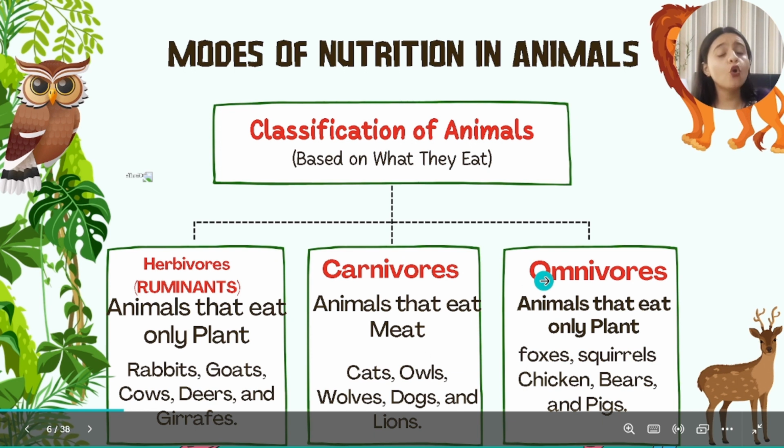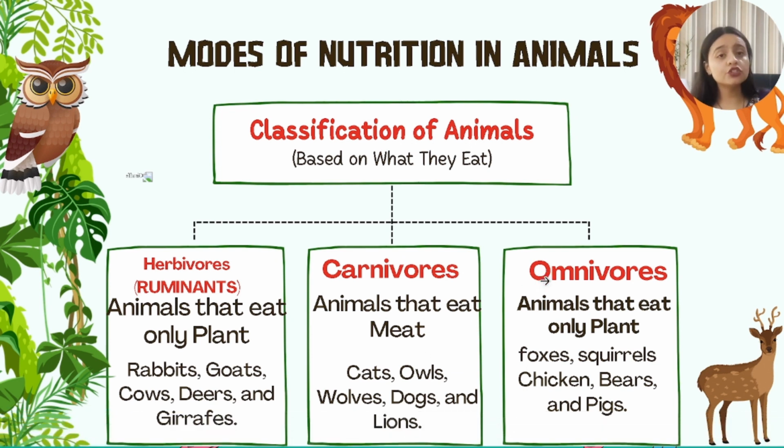Omnivores are the animals which survive on both. They can eat plants and also flesh, meat. So they are known as omnivores. Examples: foxes, squirrels, chickens, bears, and pigs. So there are three types of animals on our earth: herbivores, which only eat plants; carnivores, which only survive on flesh, meat; and omnivores, which eat both plants and meat.